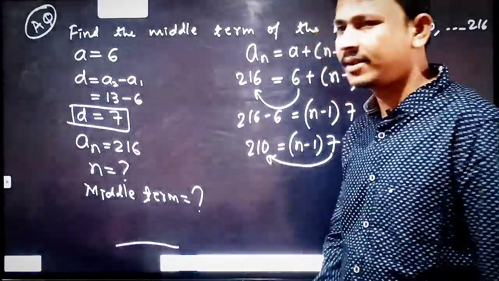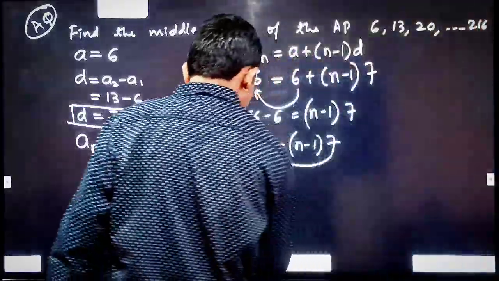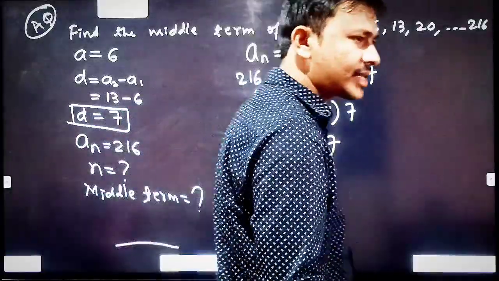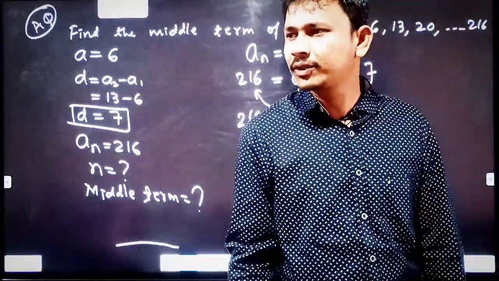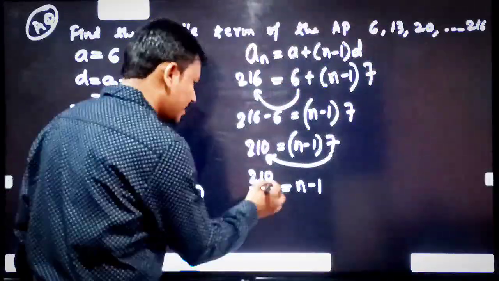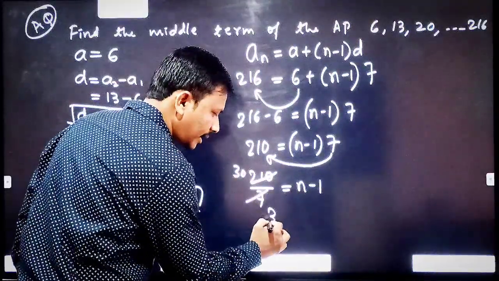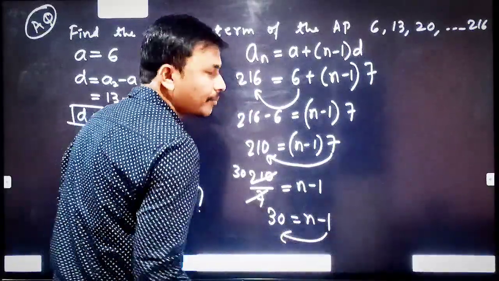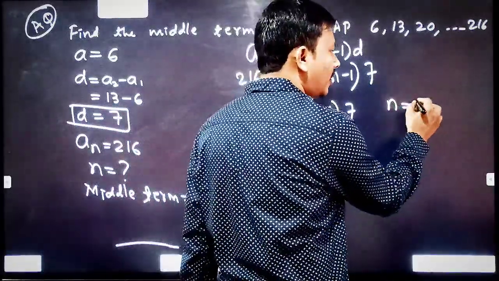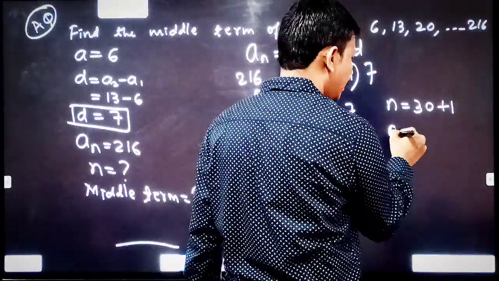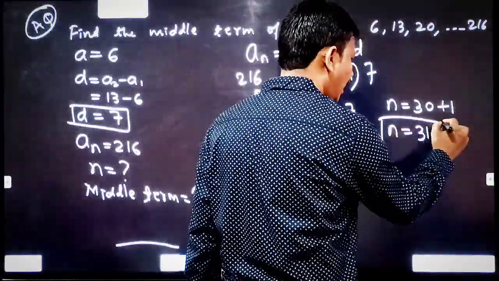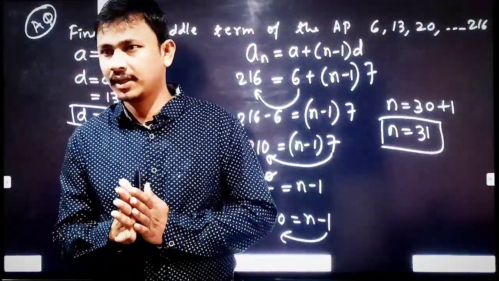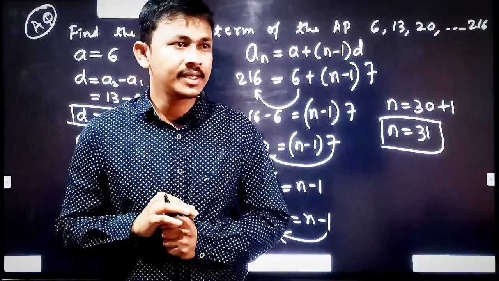210 divided by 7 is equal to n minus 1. 7 ones are 7, 7 threes are 21, so 30 is equal to n minus 1. Minus 1 will become plus 1. What is n value? 30 plus 1. n is equal to 31. Correct? n is odd.